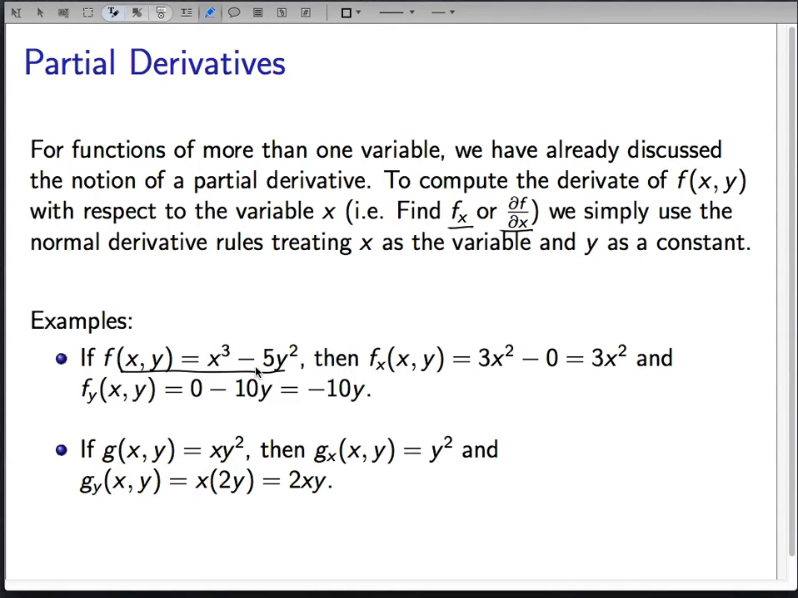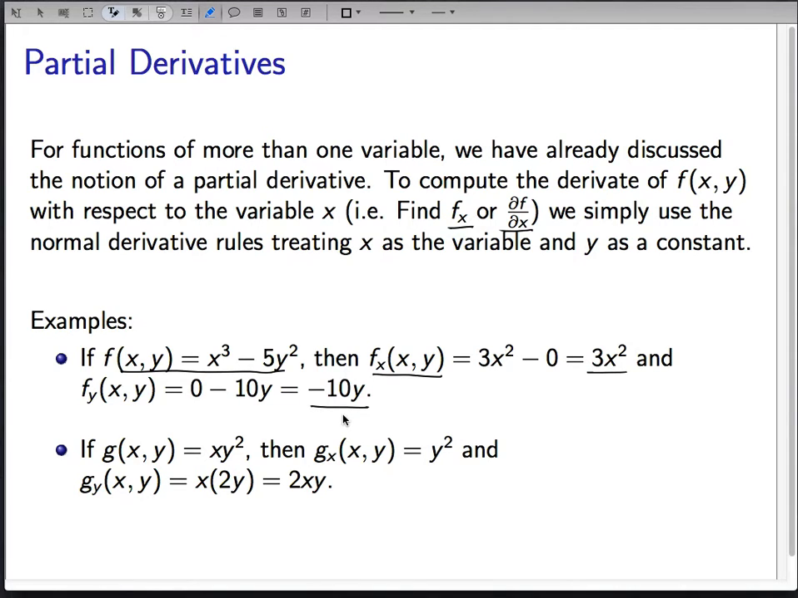If f of x,y equals x cubed minus 5y squared, then for the partial with respect to x, we treat x like a variable, so the derivative of x cubed is 3x squared, and the derivative of 5y squared, since y is behaving like a constant, we just say that's one big constant and the derivative is 0. So we get a partial with respect to x of 3x squared. Similarly, if we want to compute the partial derivative of f with respect to y, the derivative of x cubed now is 0 because that's a constant, and the derivative of 5y squared is 10y, and we subtract, so we get negative 10y.